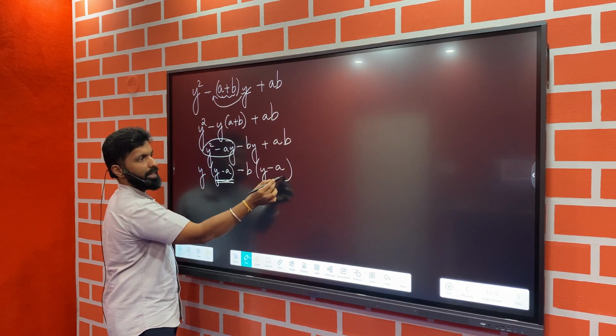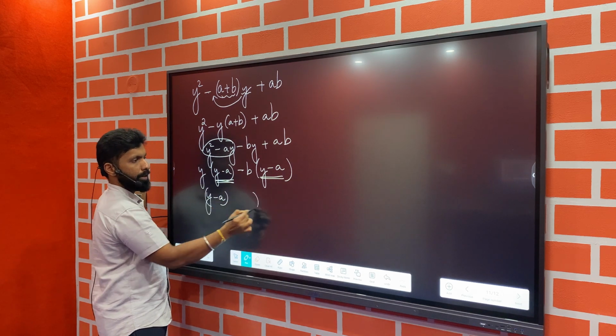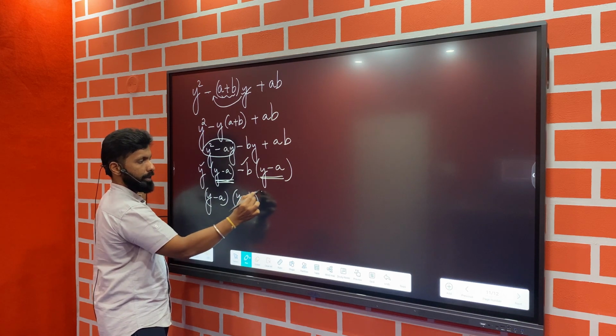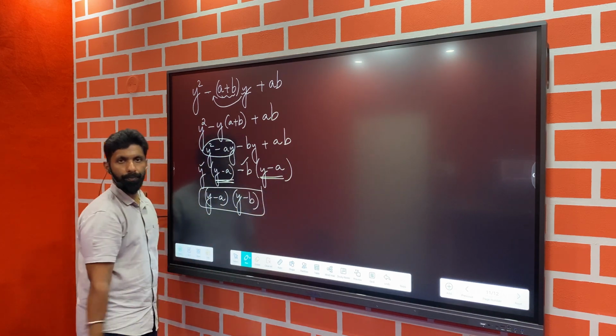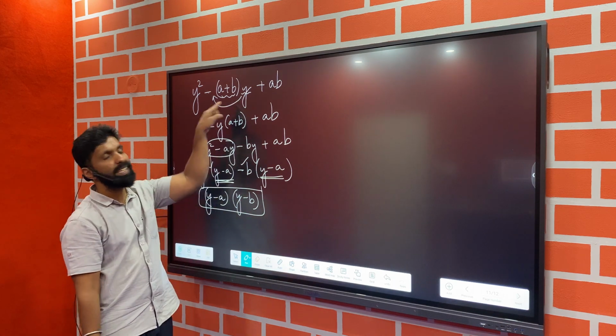So can you see y minus a common? So I remove y minus a common. And what's remaining here? y. What's remaining here? Minus b. And this is your final answer. This is one of the simplest questions based on this type.